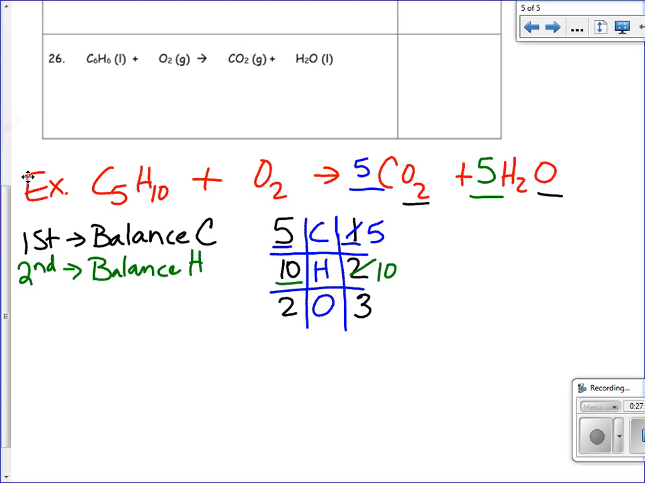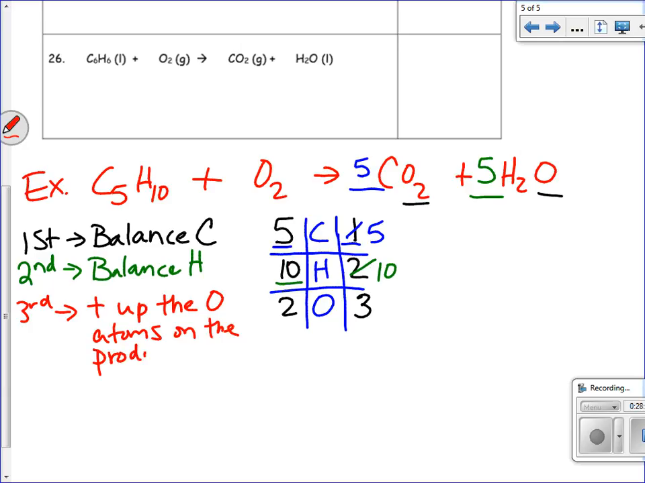Third step. Add up the oxygen atoms on the product side. So let's add them up. We have 5 times 2, that gives us 10, plus 5 times 1, that gives us 5, that's a total of 15. Correct. Everybody see that? So this turns into a 15.